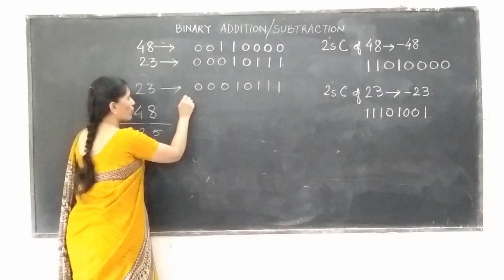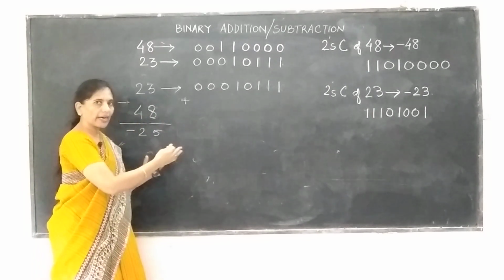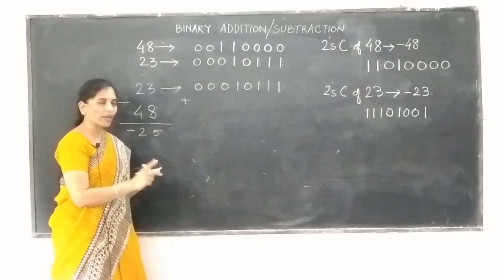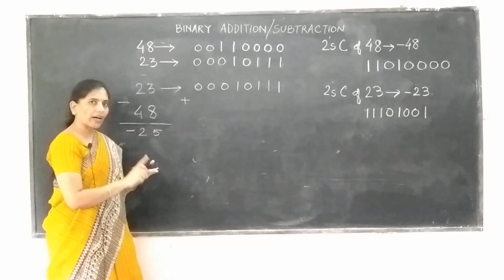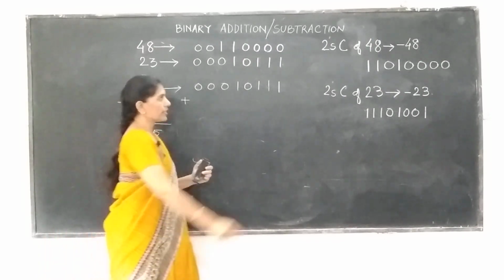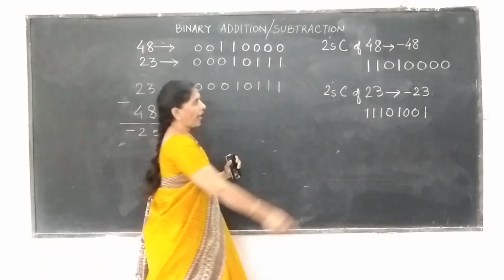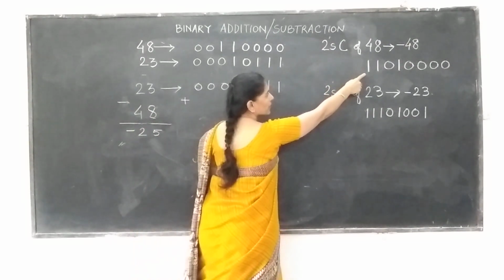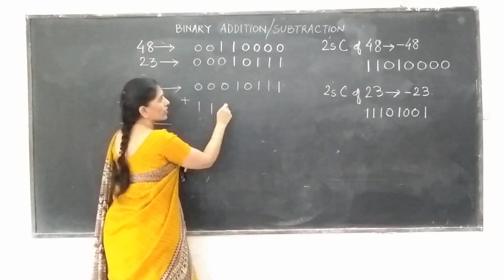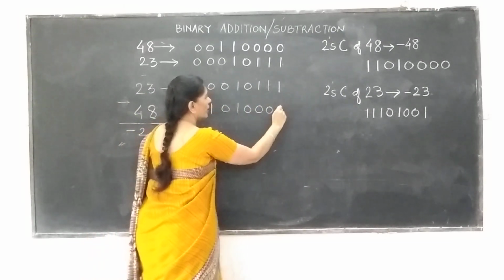Now to this we want to add minus 48. We are viewing this entire operation as addition of two numbers. One is plus 23 and the other is minus 48. So to add minus 48, we must take the 2's complement of 48, and the 2's complement of 48 is written over here, and that is 1 1 0 1 0 0 0 0.